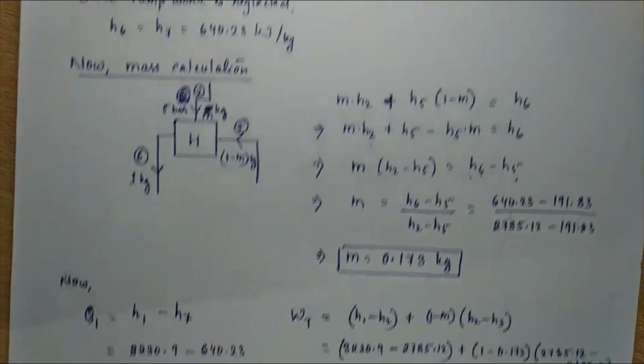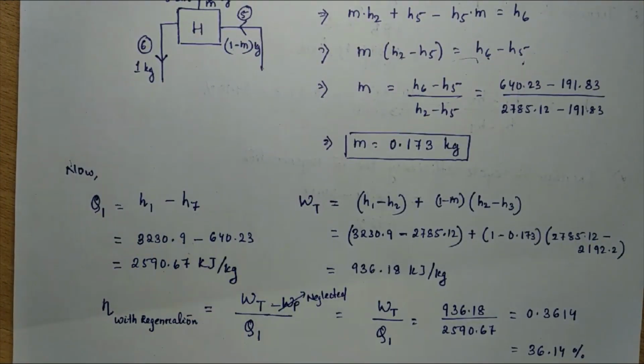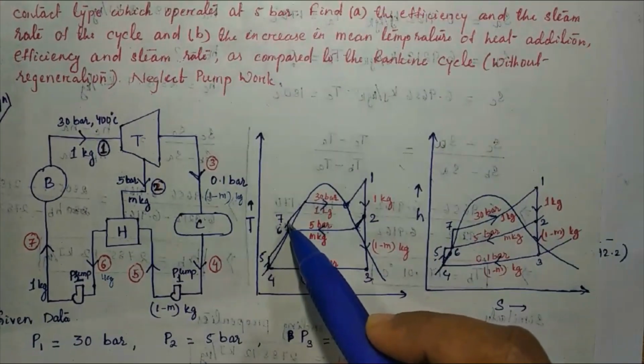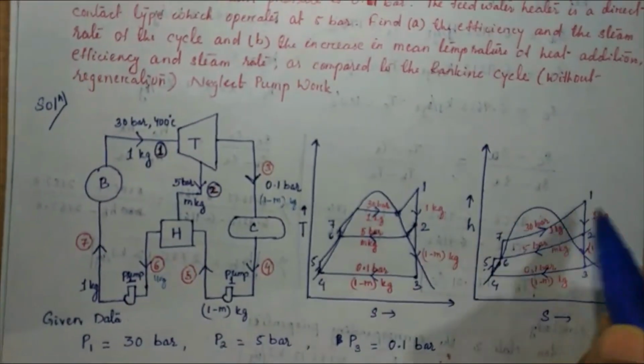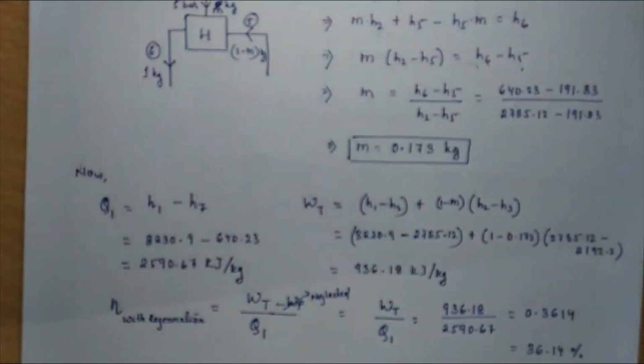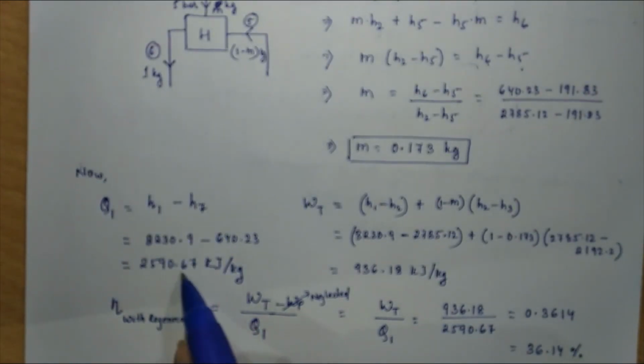Right? So next is Q1. Q1 is H1 minus H7. So see, this is the heat addition process, the 7 to 1 process, that is the heat addition process. So H1 minus H7. I have all these values, so by substituting this, I get this value.